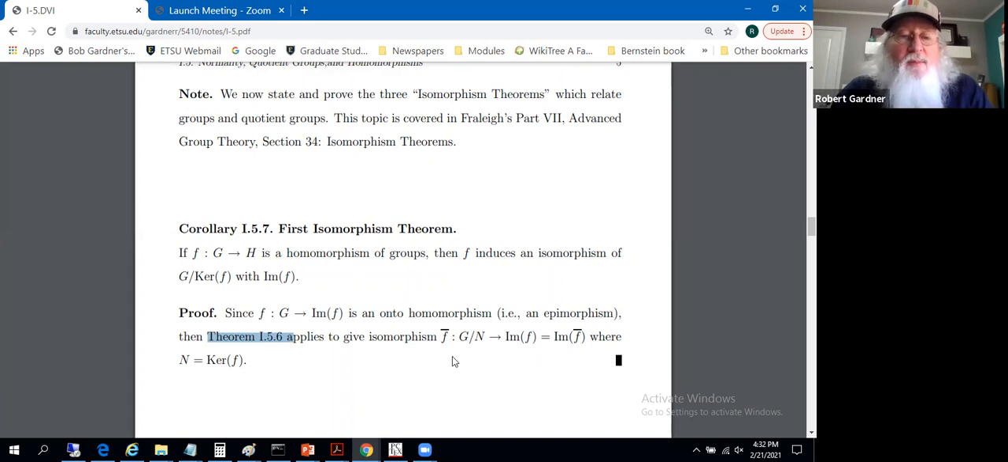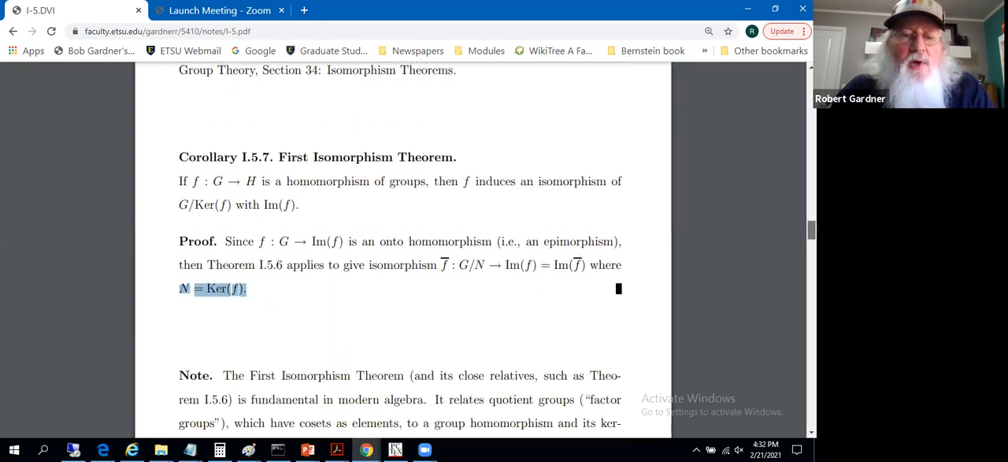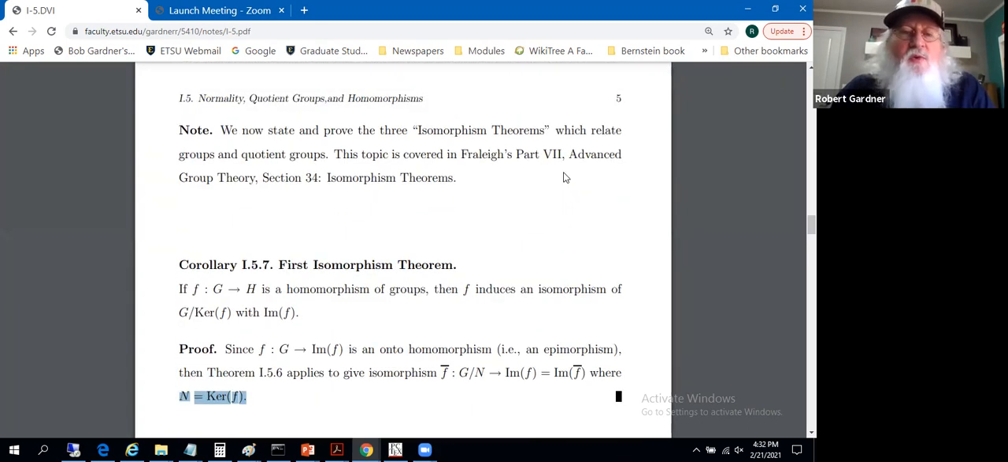Maybe a quick passing observation. Remember, the kernel of a homomorphism is a normal subgroup, as we proved somewhere along the lines. So by taking the kernel of F as this N subgroup, it really is a normal subgroup, and so the quotient group exists.